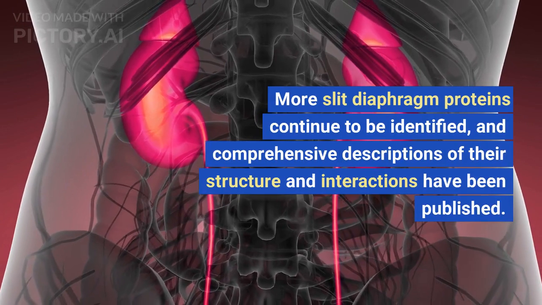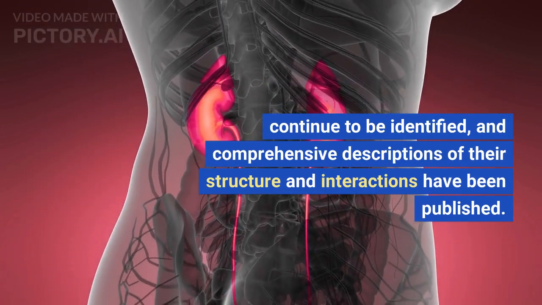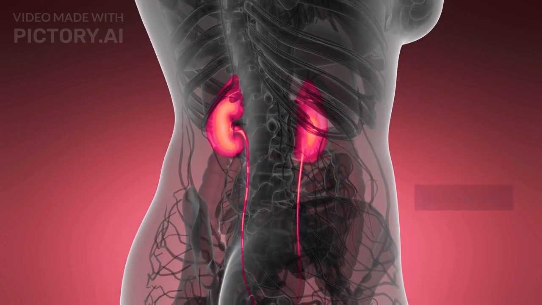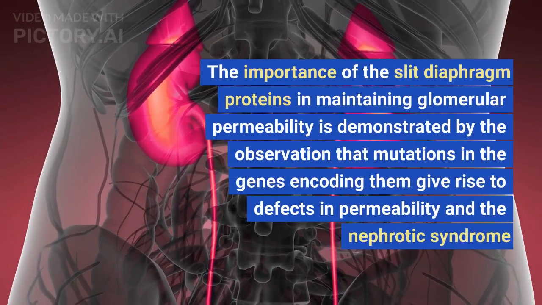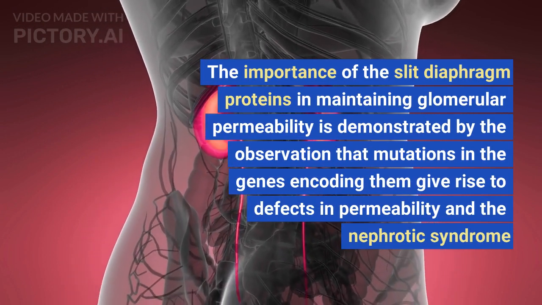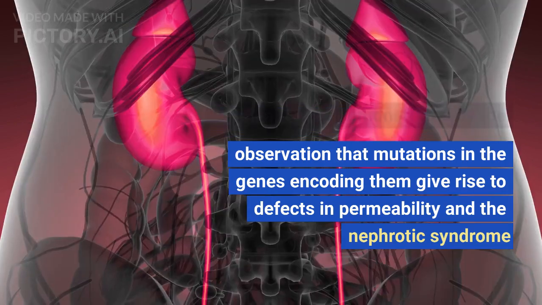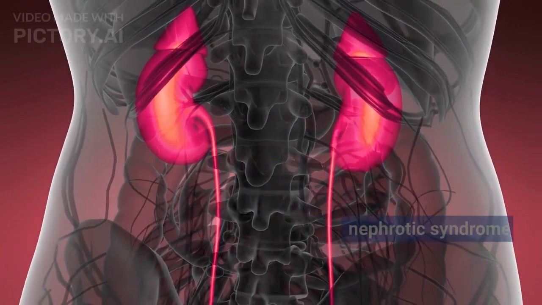More slit diaphragm proteins continue to be identified, and comprehensive descriptions of their structure and interactions have been published. The importance of the slit diaphragm proteins in maintaining glomerular permeability is demonstrated by the observation that mutations in the genes encoding them give rise to defects in permeability and the nephrotic syndrome.